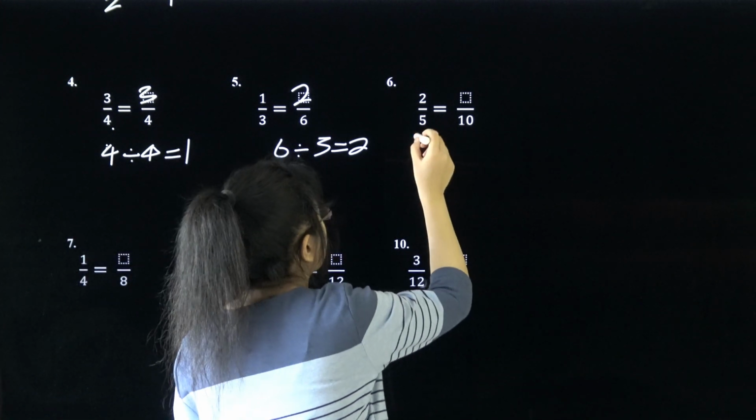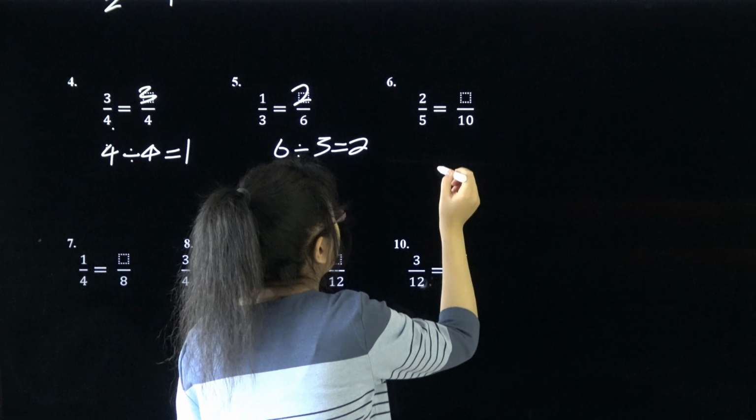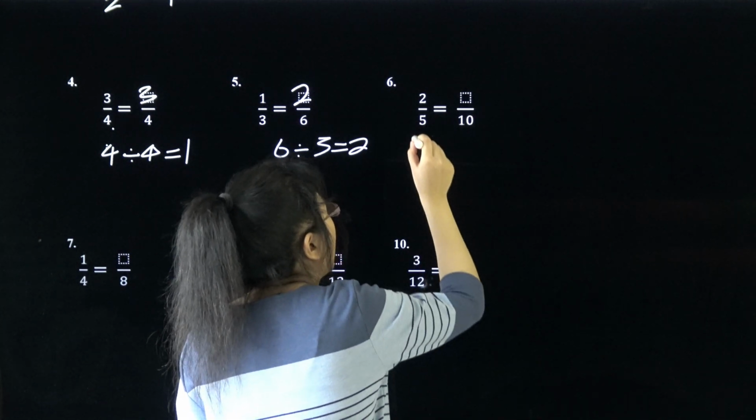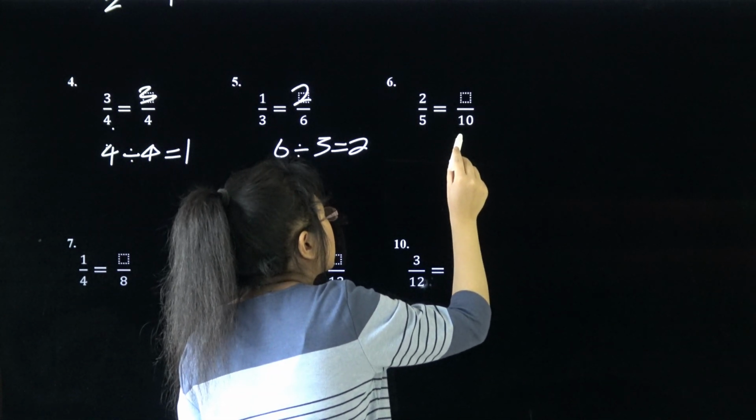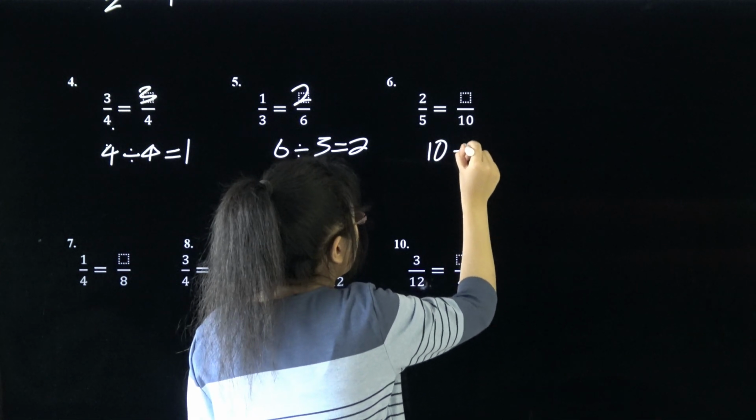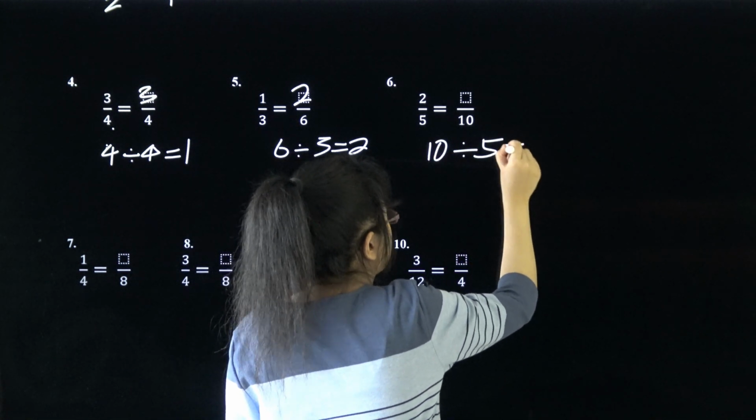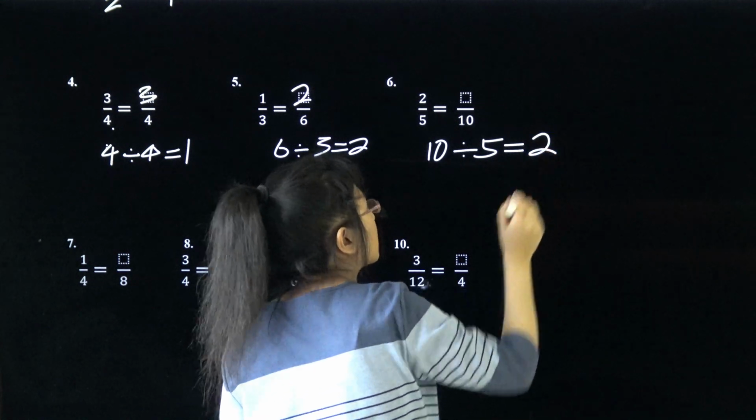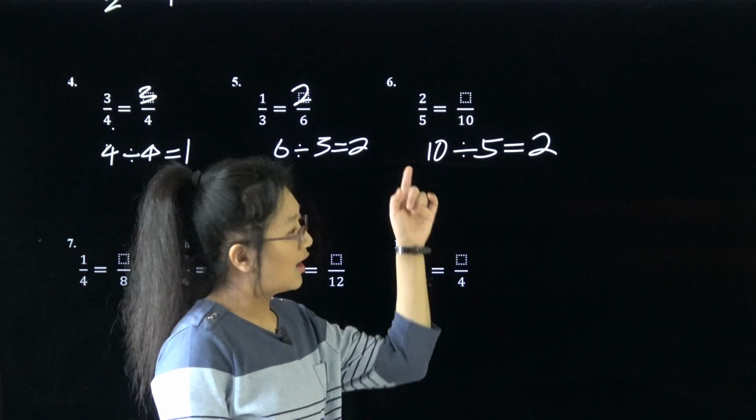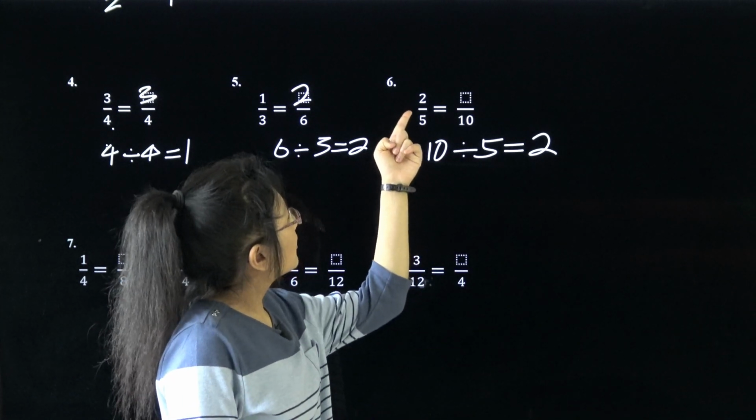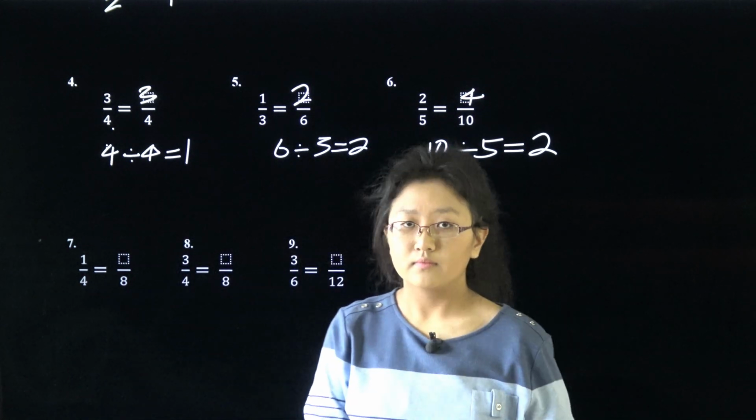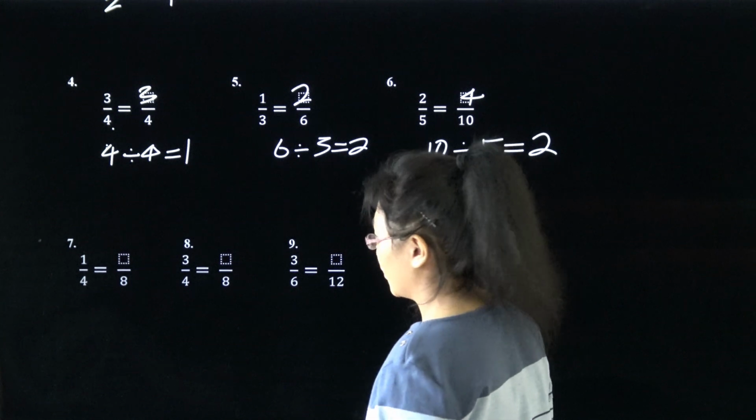Now this one, 2/5 equals something over 10. 5 times what equals to 10? Well, 10 divided by 5 equals to 2. So we also need to multiply the numerator by 2 since the denominator is multiplied by 2. So 2 times 2 equals to 4. Now we move on to the other question.